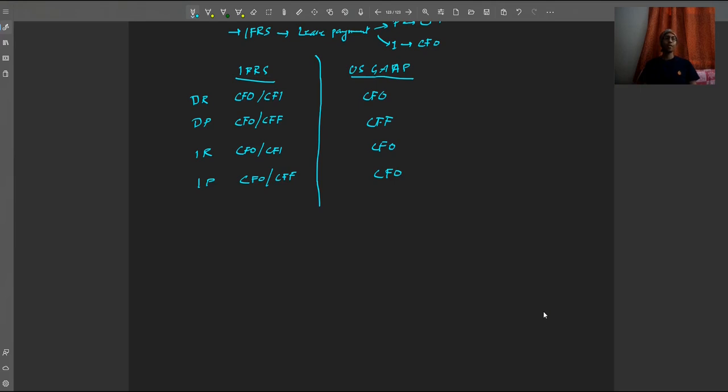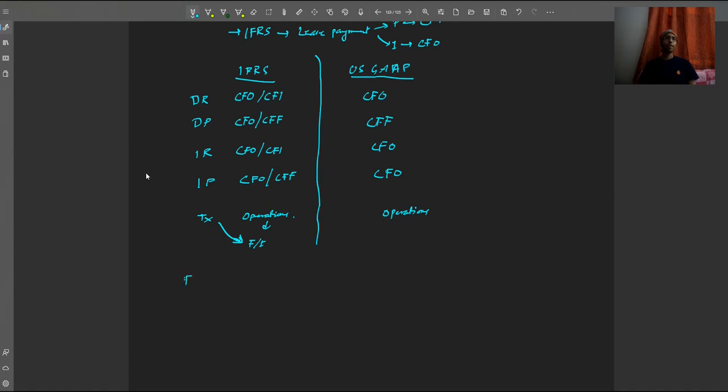A few more differences, friends. Taxes under US GAAP are considered under operations. Under IFRS also they are operations, but certain taxes, if they are actually related to investing or financing activities, if it can be established that they are directly related to them, then they can be categorized into financing or investing activities.